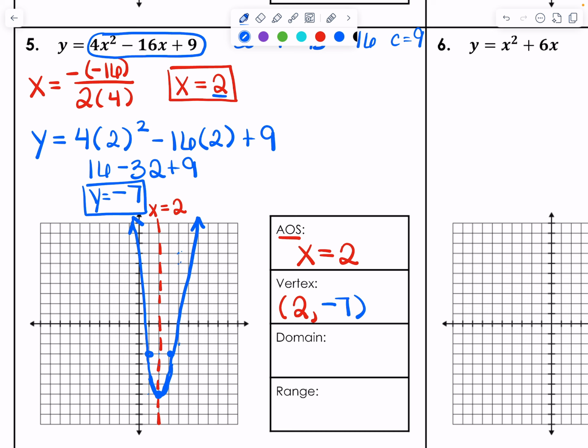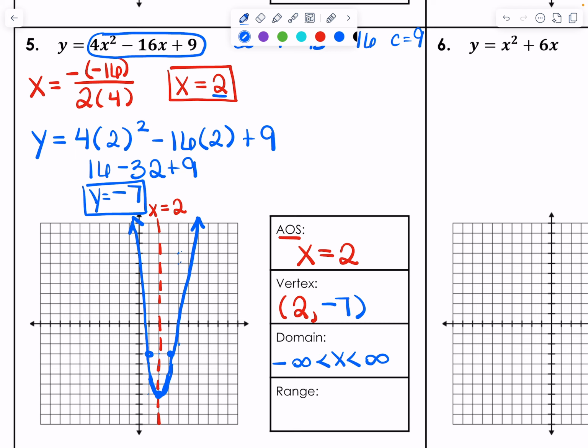All right, so the domain on this one is x is between negative infinity and positive infinity. Okay, this graph continues to go left and it continues to go right in both directions.